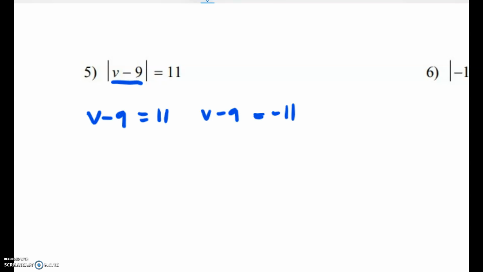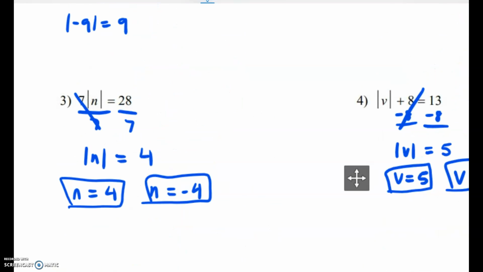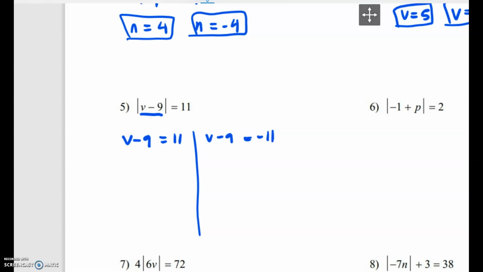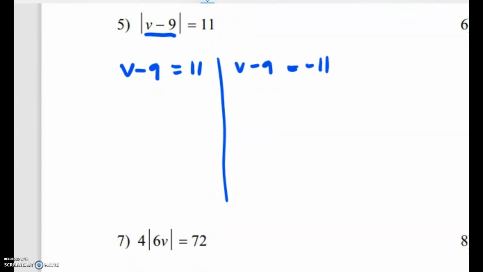And if you're asking, well, why is that the case? Because remember, whatever's inside, this v minus 9, if it's negative 11, after I take the absolute value of it, it'll give me positive 11. Okay, and that's why I'm setting up this case. That case represents what we just talked about. Now that I have both cases set up, I'm going to solve them. Now the other ones, I didn't have to do anything after I set up my cases. The variable was by itself. But these, you can see I'm going to have to move the 9 over.